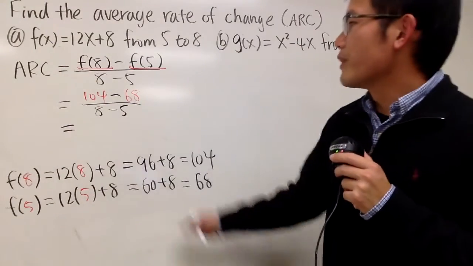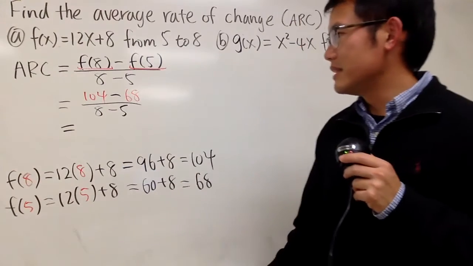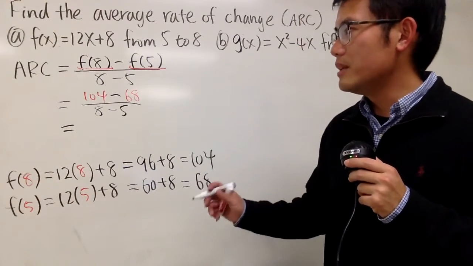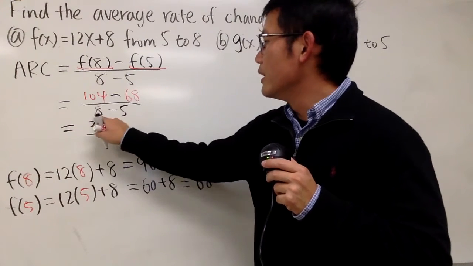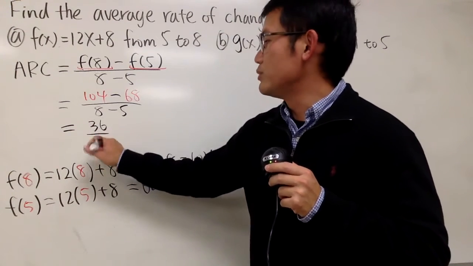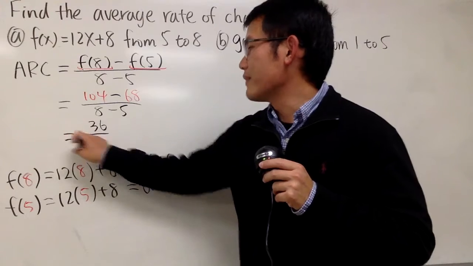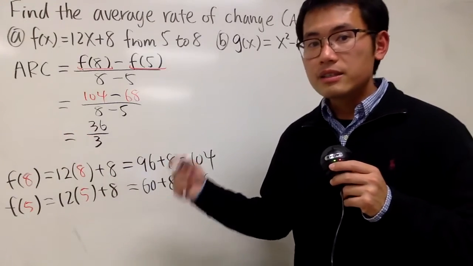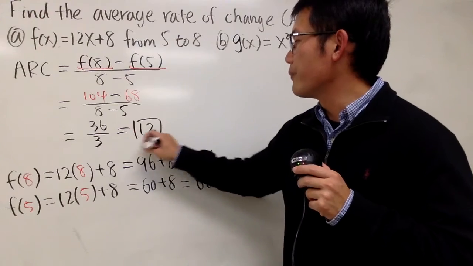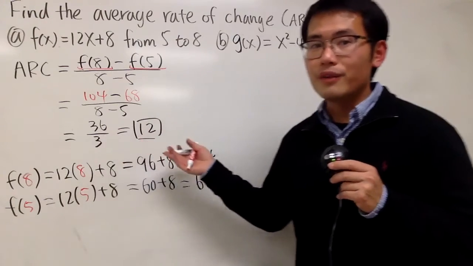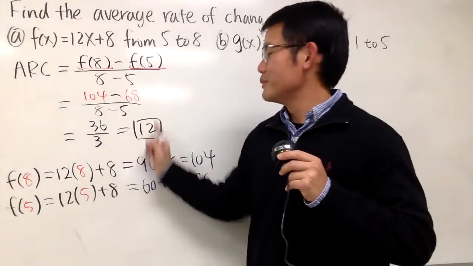Okay, let's see. What's 104 minus 68? I think that should be 36. So we have 36 on the top. And then over the bottom is just going to give us 3, right? Because that's 8 minus 5. So finally, we have 36 over 3. And in the end, of course, reduce that. We end up with 12. 36 divided by 3 is 12. And I told you this right here is that.